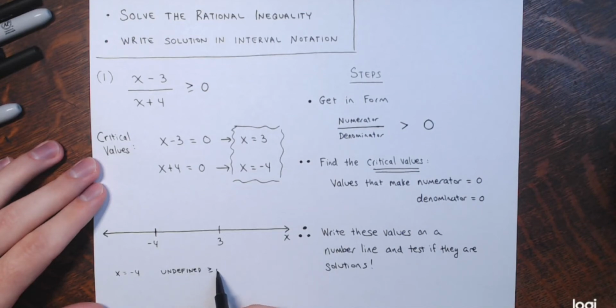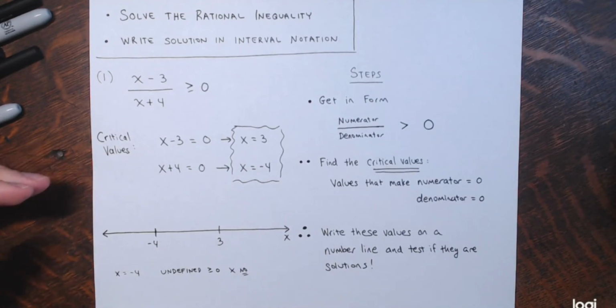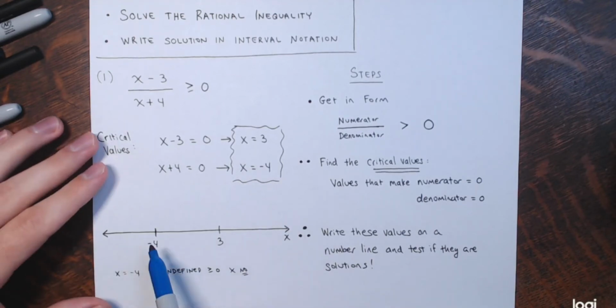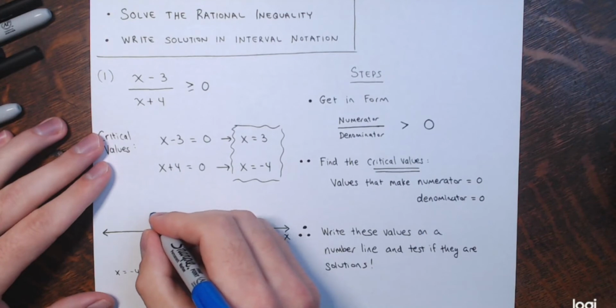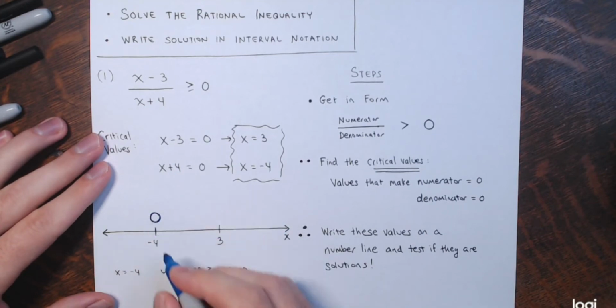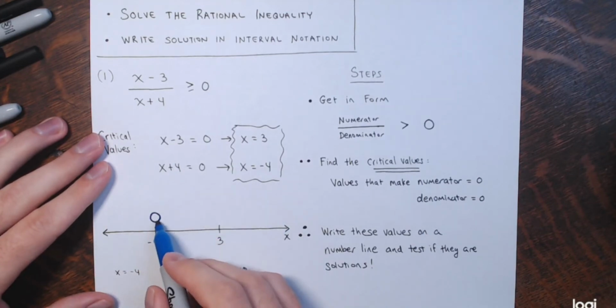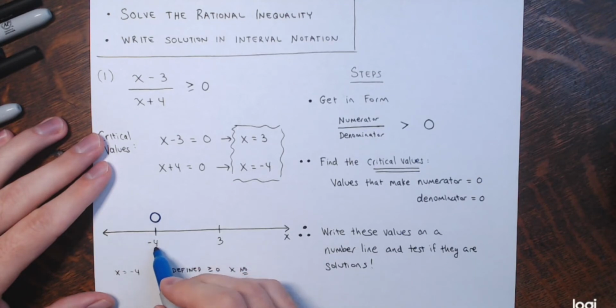And is greater than or equal to 0. This doesn't make any sense at all. So no, not a solution. So to indicate that negative 4 is not a solution of the inequality, I'm going to put a nice big hole, an open point, above negative 4.